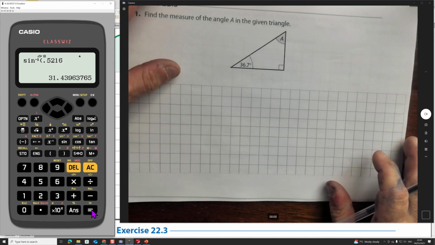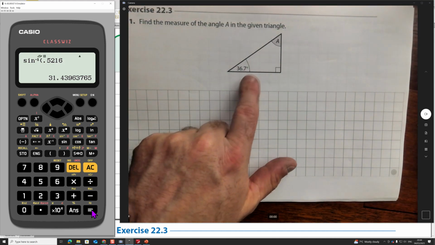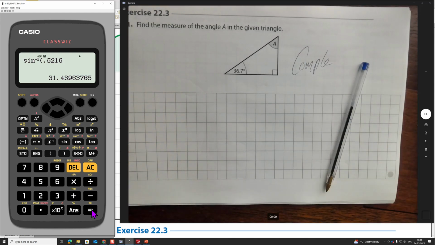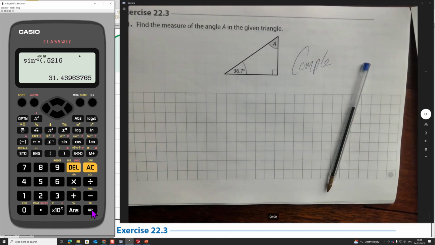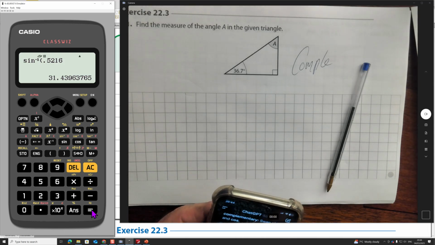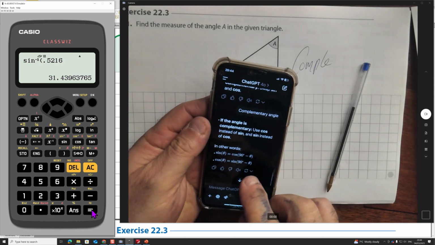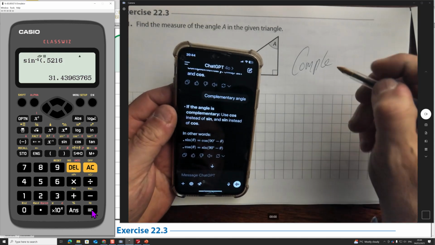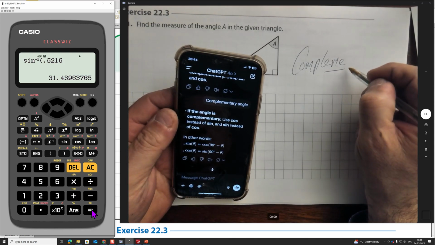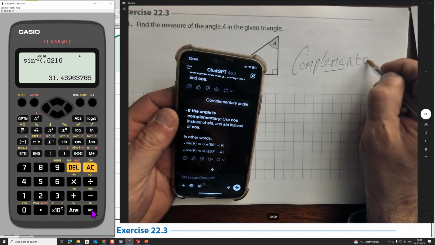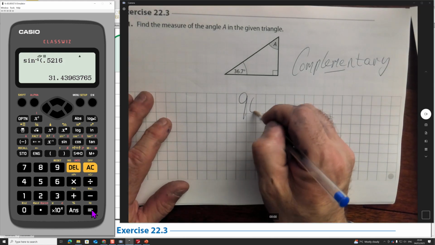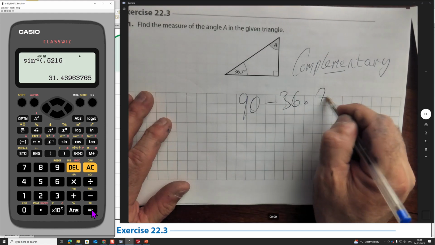So here we are, find the measure of angle A. Well, these are complementary. I'm going to show you something here with complementary in it. So that's the spelling, complementary. They're complementary. So you just go 90 minus 36.7.